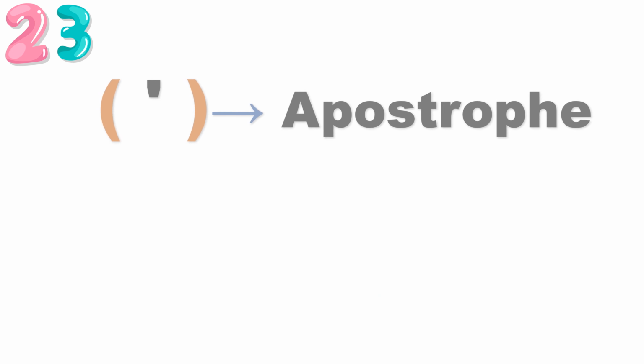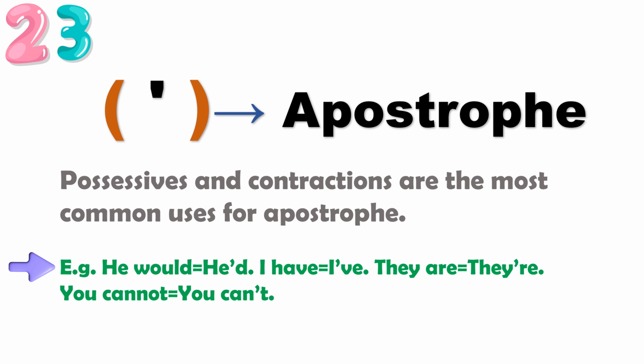Apostrophe. Possessives and contractions are the most common uses for the apostrophe. For example, he would becomes he'd, I have becomes I've, they are becomes they're, you cannot becomes you can't.